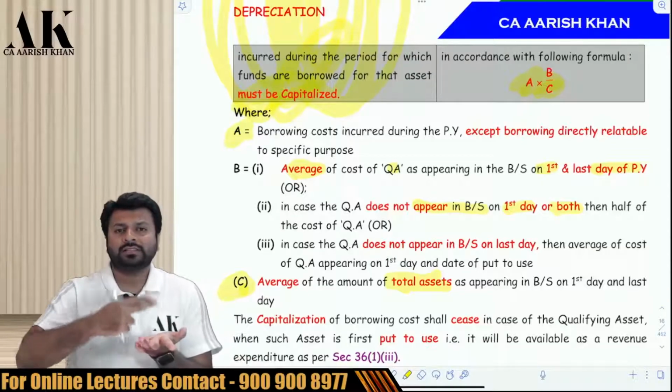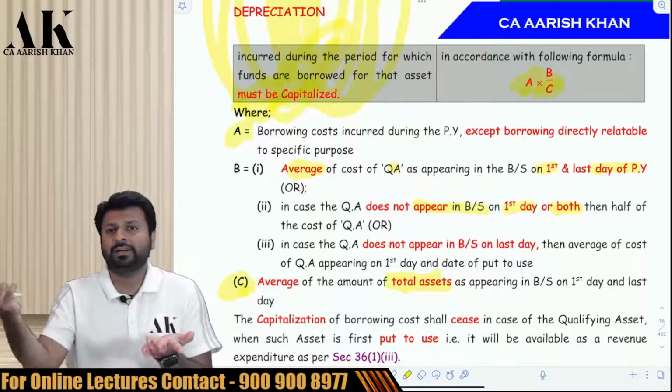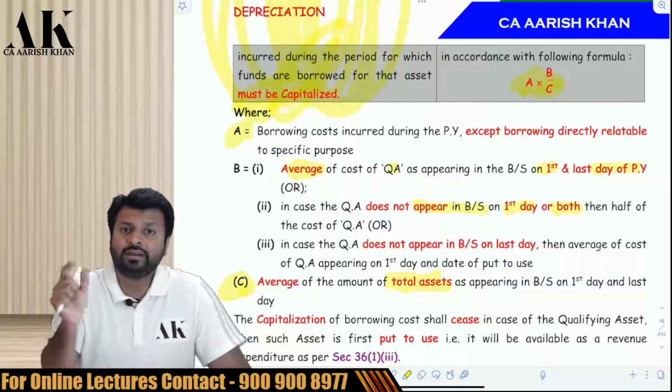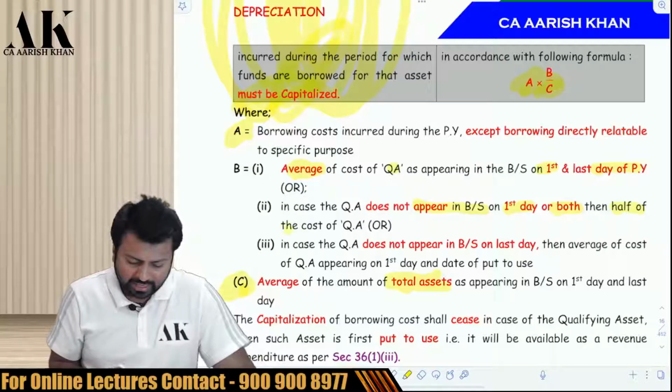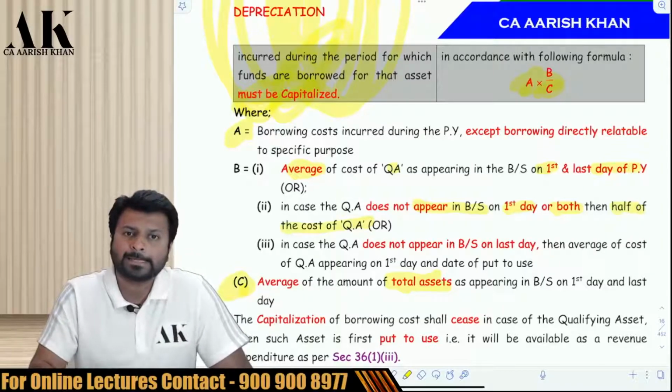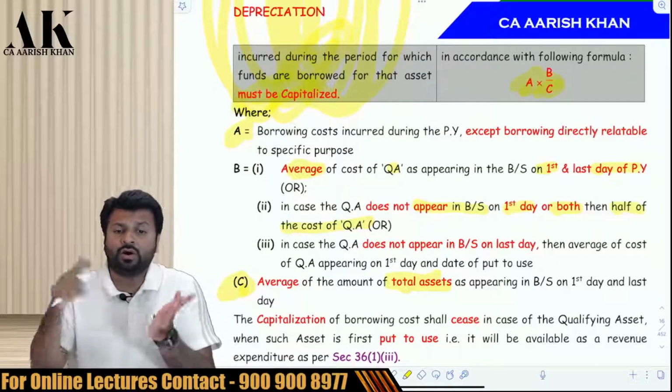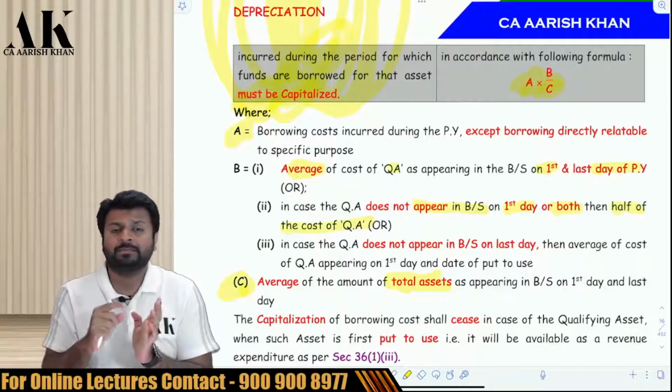Say maybe the asset started in the month of May and it was completed in the month of December. And in the meanwhile, you have taken a loan and paid interest, etc. Then how to capitalize? Then you take half of the cost of the qualifying asset. So if the qualifying asset is not there on the first day, or not on both days, the first and the last day, then take half.